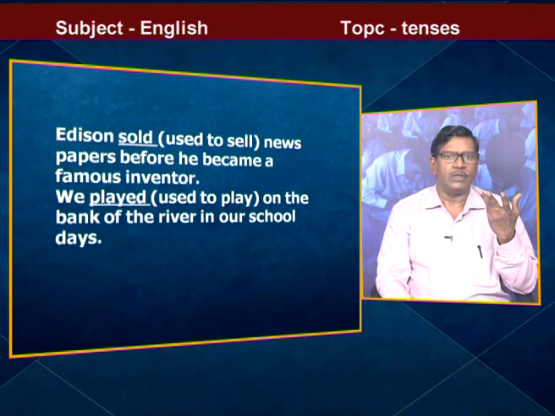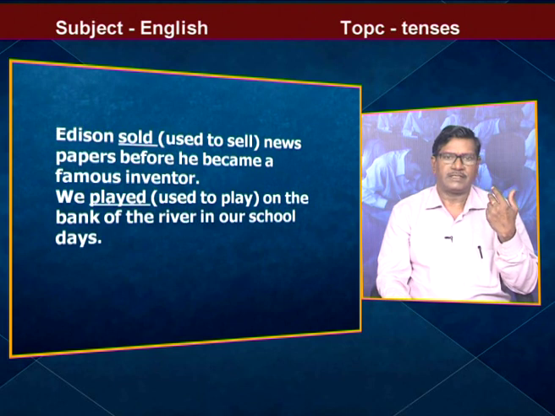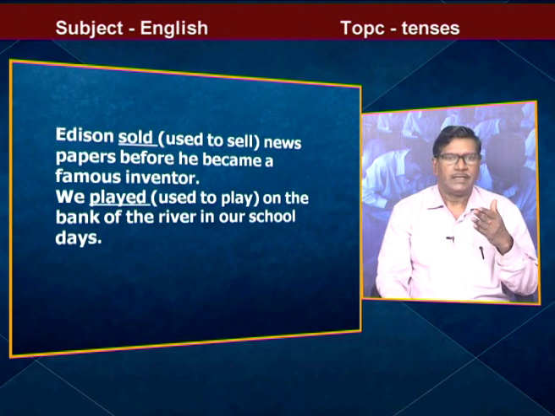Edison sold newspapers. That means he used to sell newspapers before he became a famous inventor, a famous scientist. Thomas Alva Edison is a great scientist. He sold newspapers before he became a famous inventor. So, he sold. This sold means used to sell.